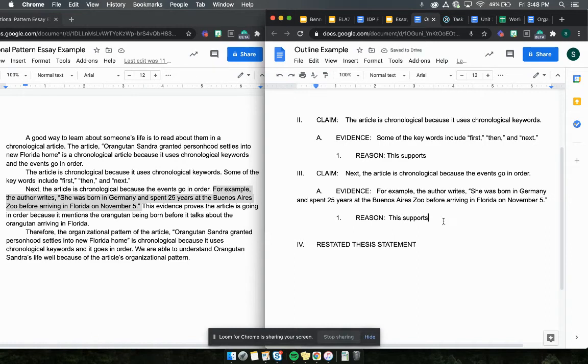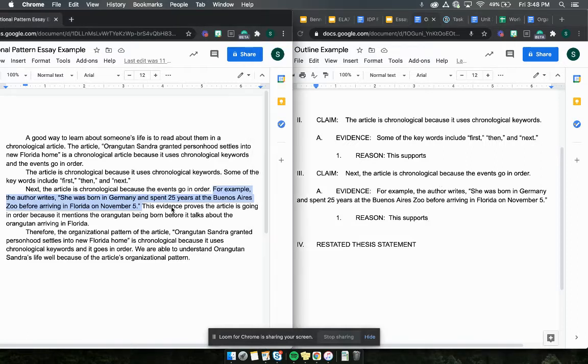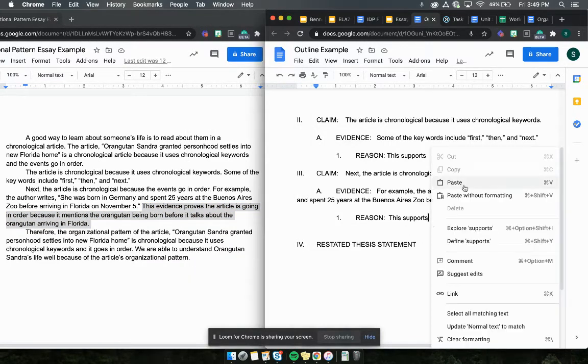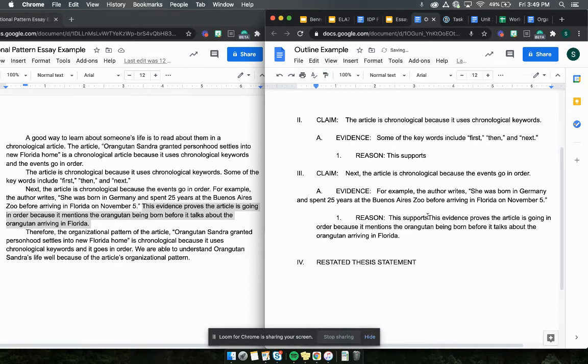And then lastly, it's asking me for a reason. This connects my evidence to my claim. So if I go back to my essay, this time I do actually have a reason, and it says, this evidence proves the article is going in order. Okay, it's connecting my evidence to my claim because it mentions the orangutan being born before it talks about the orangutan arriving in Florida. So this explains how my evidence is connected to the claim. So I'm going to take that reason. I'm going to plug it in to this outline. You can use this sentence stem right here if you want. I'm going to get rid of it because I don't need it there.